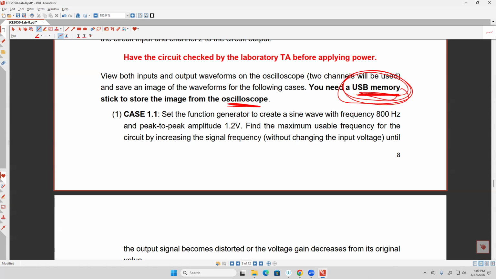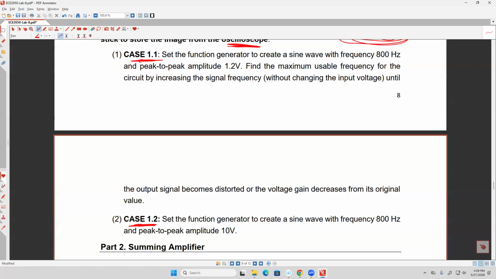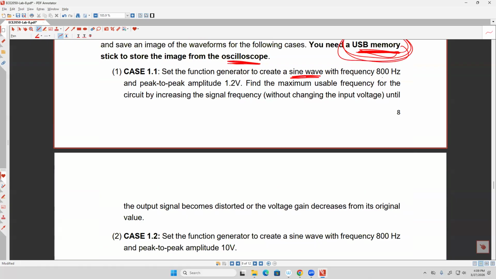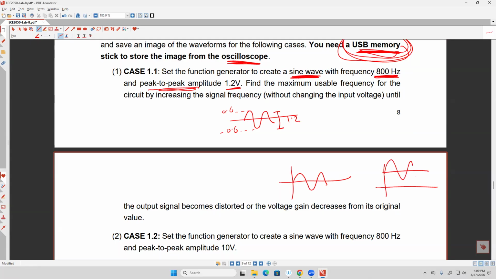Anyway, for this experiment, guys, we are going to do two things: case 1.1 and case 1.2. Let's see what I told you. For the input, you need to select the sine wave. Make the frequency 800 hertz. Make sure peak to peak is 1.2. That means the input signal has to be 0.6 and negative 0.6, because peak to peak is 1.2, right? And make sure you don't have a DC offset. If you have a zero DC offset, that's how it looks. If you have a DC offset, it's going to be shifted up this way. Make sure you don't have any DC offset.